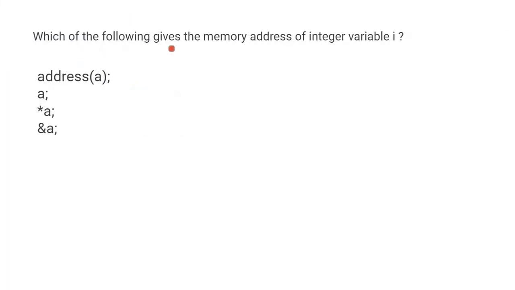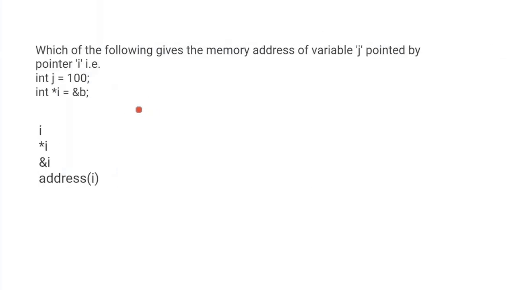Next question. Which of the following gives the memory address of integer variable A? I'm sorry for writing I, it should be A. So is it address of A, star A, or ampersand A? We have studied that for the memory address of an integer, we use the ampersand operator. So this is the correct answer.